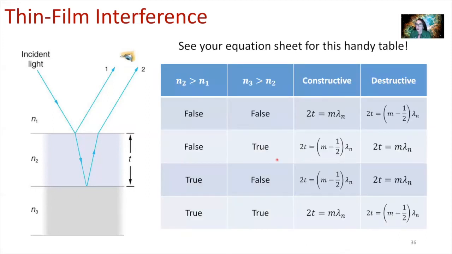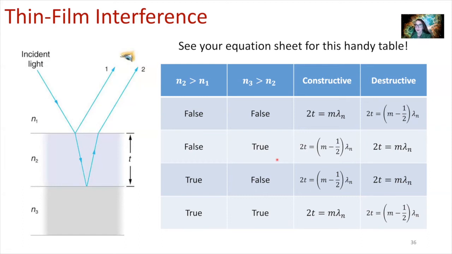So how are we going to figure out which equation we're going to use for constructive or destructive interference for a thin film? It all has to do with our order of the indices of refraction and which materials have larger or smaller indices of refraction. We're going to use this handy, what I'm going to call, thin film truth table to help us figure out whether or not we have constructive or destructive interference with our thin films. Okay, so how do we work this?